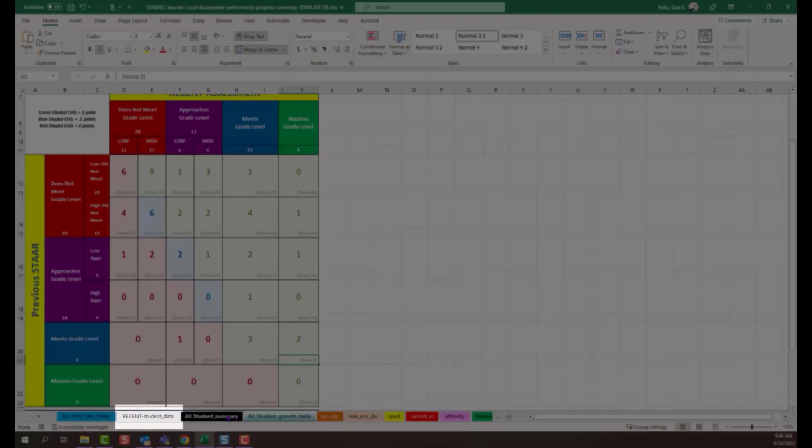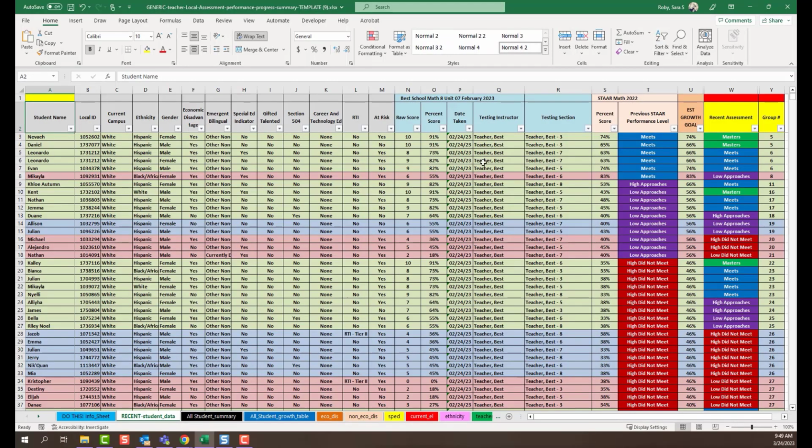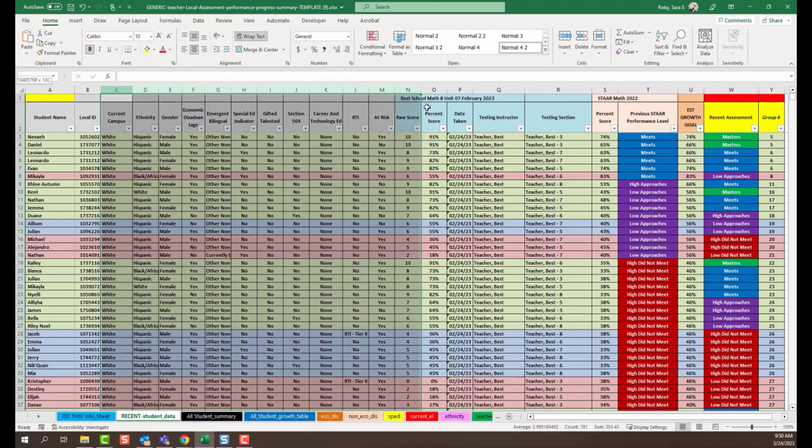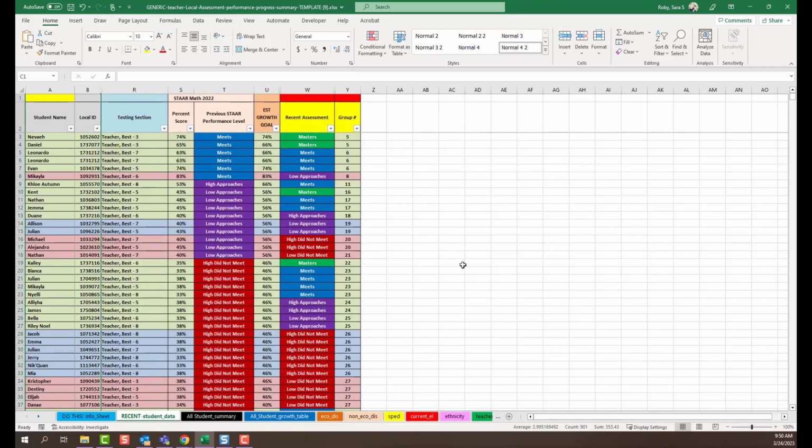That means in my spreadsheet, I'm going to come to this tab that says recent student data. Remember, these spreadsheets are pretty hefty, so I'm going to hide some of these columns. Date taken I don't need. I'm the testing instructor, so I'm just going to keep testing section because that tells me the class periods. I'm going to highlight these columns, right click, and then hide.